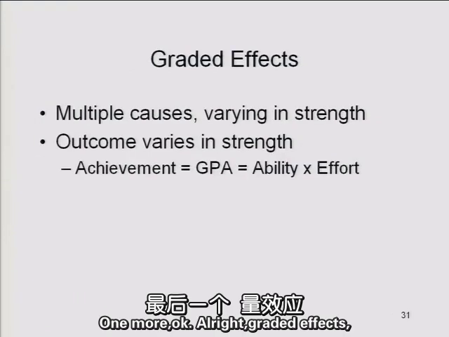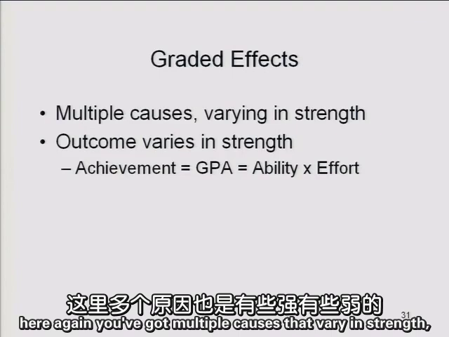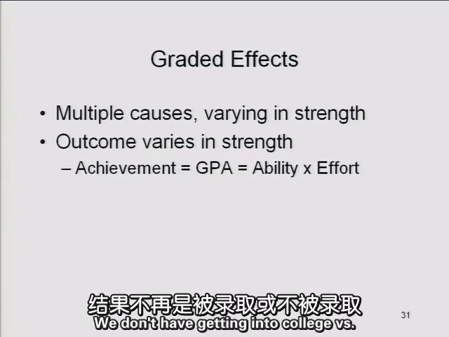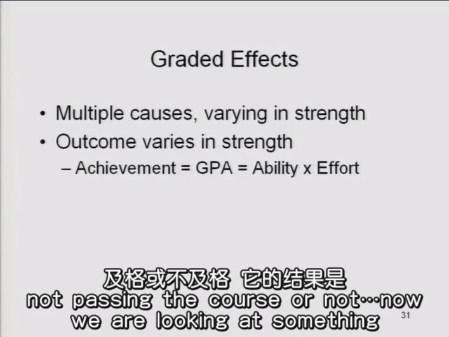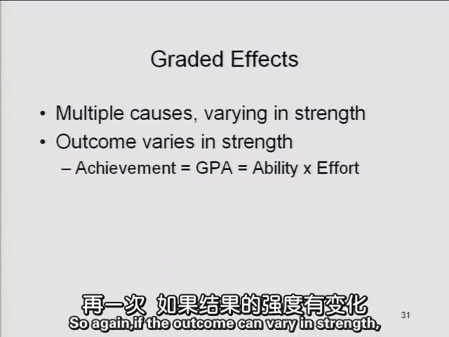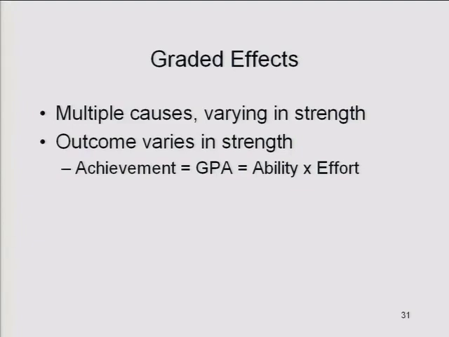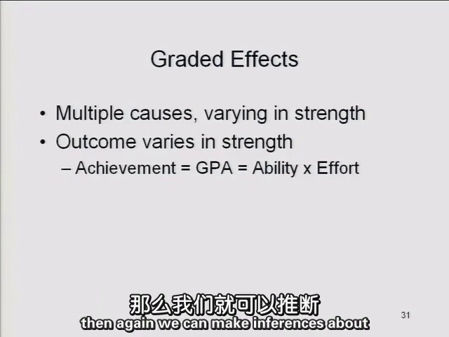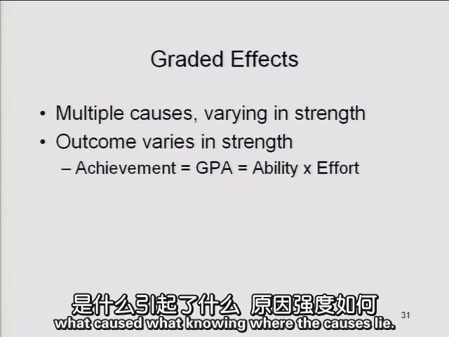One more. All right, graded effects. Here again, you've got multiple causes that vary in strength, but we no longer have a dichotomous effect. We don't have getting into college versus not, passing the course or not. Now we're looking at something that varies along a continuum, like course grade. So again, if the outcome can vary in strength, and the causes can vary in strength, then again we can make inferences about what caused what, knowing where the causes lie.